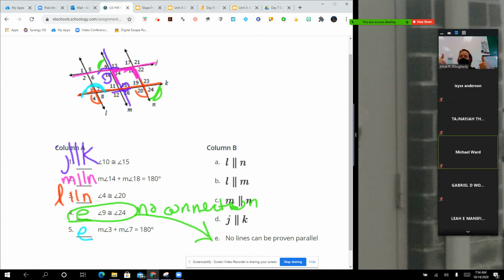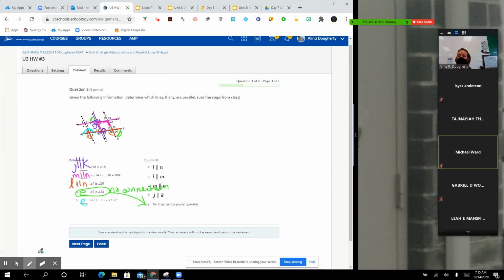Thumbs up. Yay! I think both of them are E, yeah, because there's no way to connect 9 and 24. So they can't prove lines parallel, and 3 and 7 are in the same intersection, so there's no parallel lines there either. We're not moving between two lines.